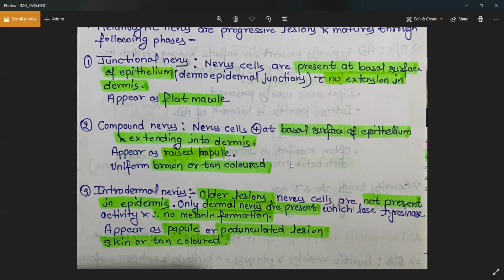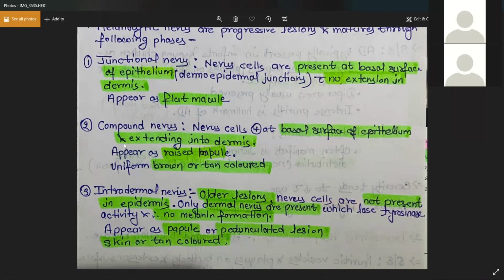This junction nevus is very much hyperpigmented. Compound nevus is kind of brown or tan colored. And the intradermal nevus is devoid of any color, right? It is of the skin color only, or sometimes very mildly hyperpigmented or tan colored. So as the cells go deep, the lesions will become more raised, and the color of the lesion also decreases, right? Those are the features you will get in the nevus.